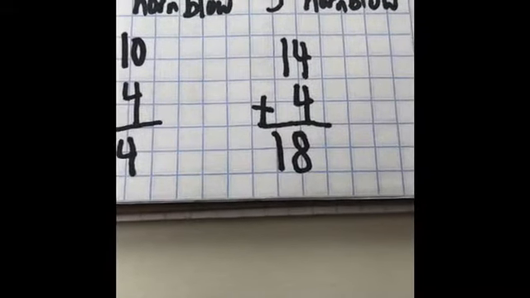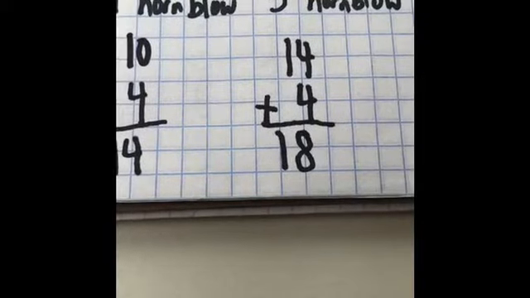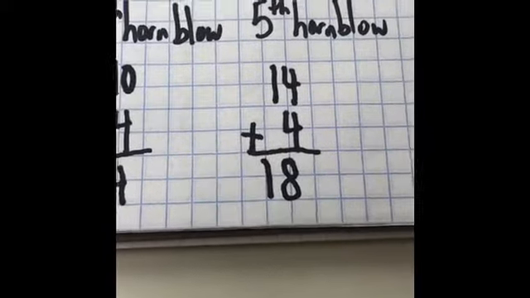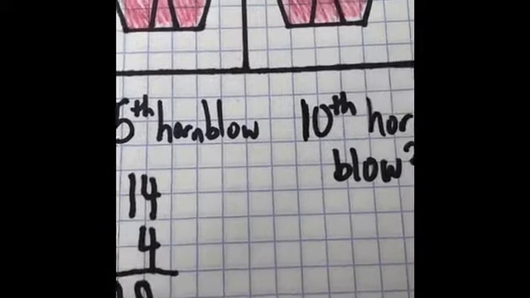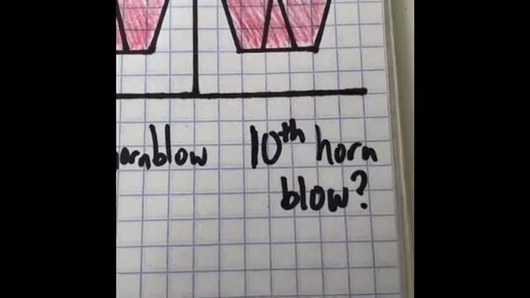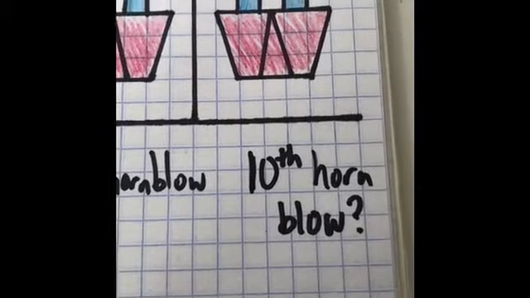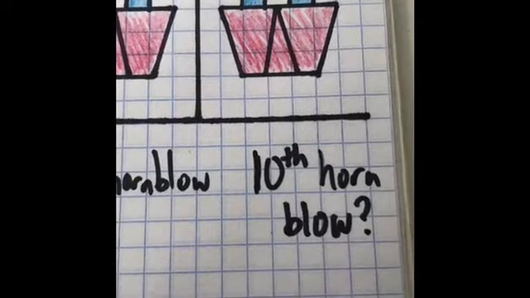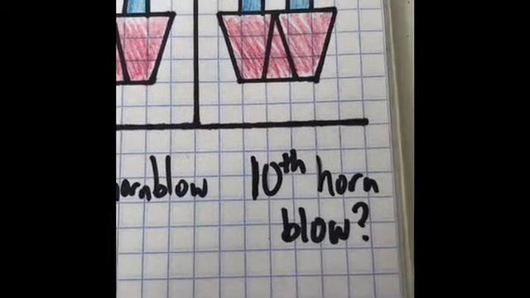So here's an add-on problem for those math geniuses out there. What would be the best way to find how many puffs of smoke there would be for the 10th horn blow? Leave your answers in the comments.